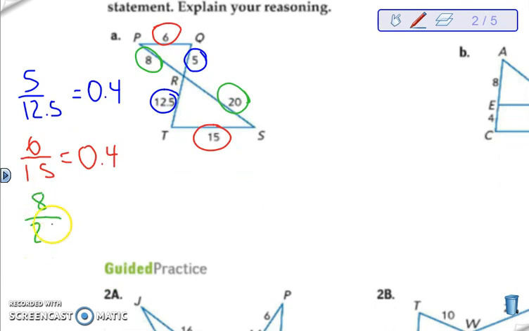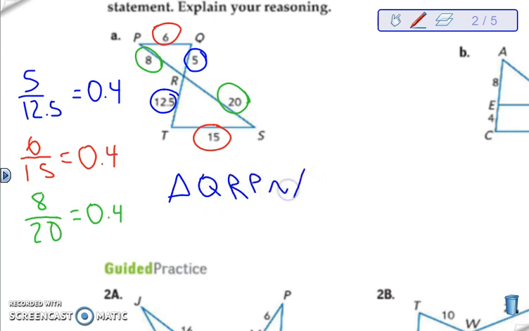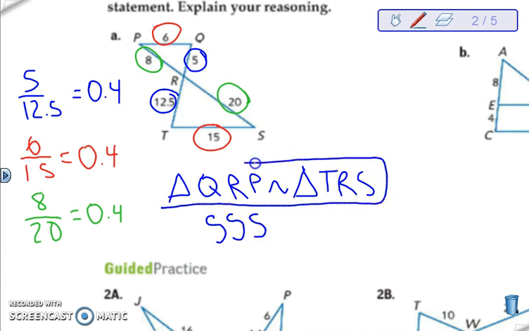So 8 divided by 20 gives me another 0.4. So I notice I got the same scale factor for all three sides. Therefore, my scale factor was consistent. My triangles are similar. So to write the similarity statement, we can say that triangle QRP is similar to triangle TRS. This time we used the side-side-side similarity theorem.